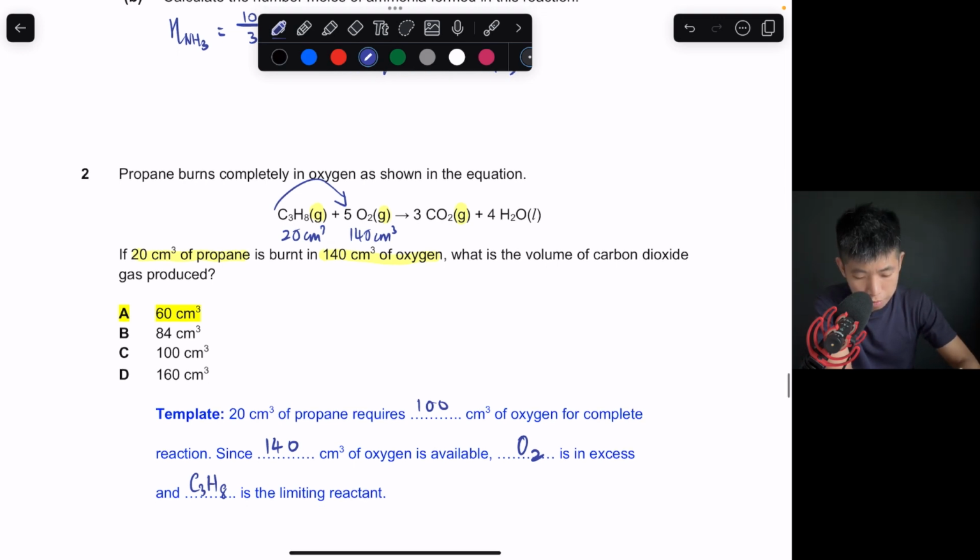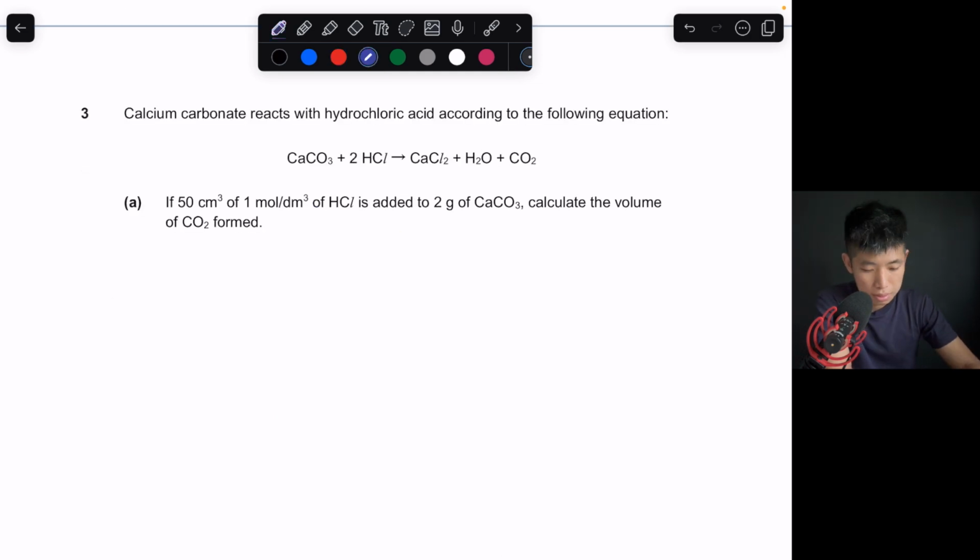So the volume of carbon dioxide produced, you have to base it on the limiting reactant, which is a 1:3 ratio. Therefore, 20:60. Alright, question number 3. Again, pause the video and try before I go through the answer with you.